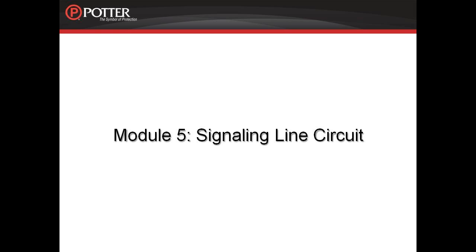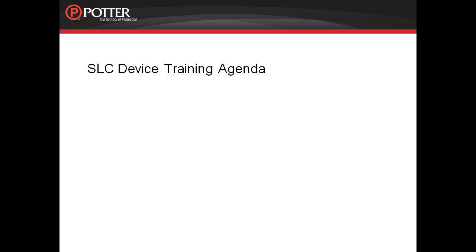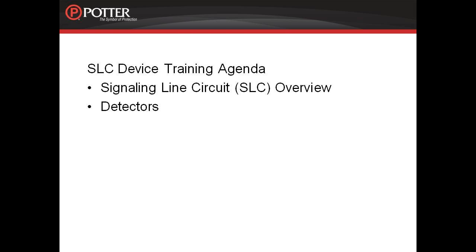This is Module 5, Signaling Line Circuit. We're going to start today's presentation with an overview of the signaling line circuit. We're going to touch briefly on the styles of wiring and then cover the device capacity for each panel. We are then going to discuss the addressable detectors, the detector bases, and finish with the addressable modules.